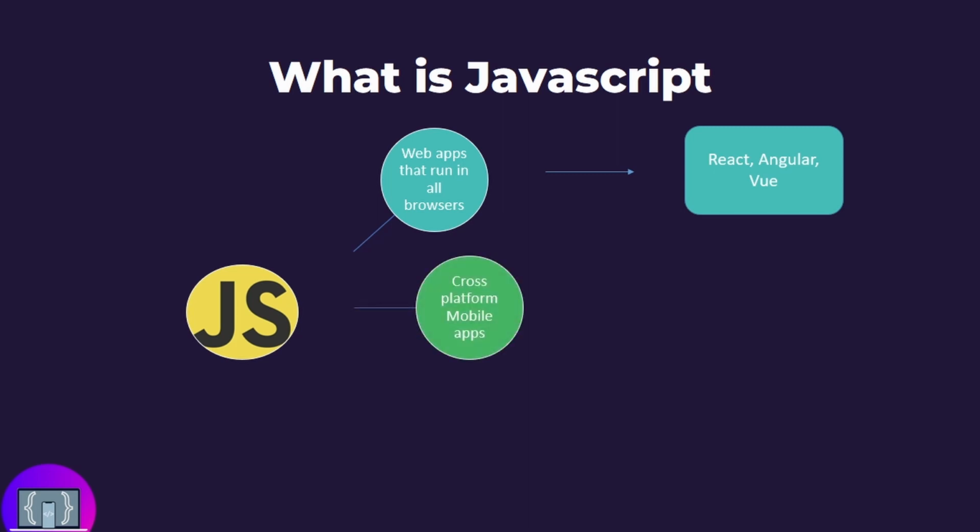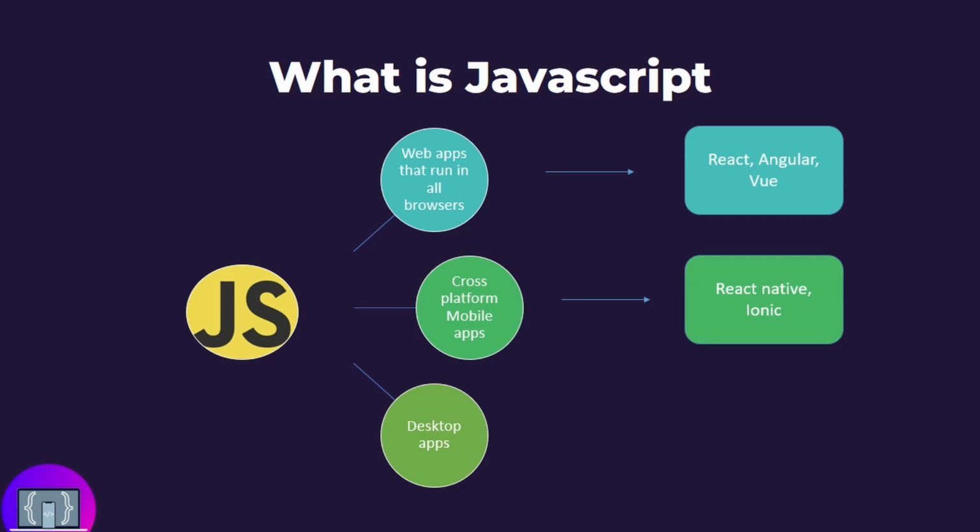You also have cross-platform mobile applications which you can build with JavaScript, using frameworks like React Native, Ionic, and some others, but these are the main ones. Then you can also use JavaScript to build desktop applications. You can use Electron to build desktop apps using JavaScript, and there are others, but I just showed the main ones here.